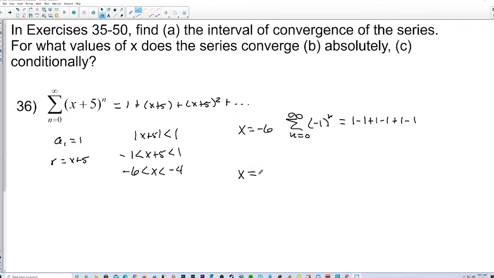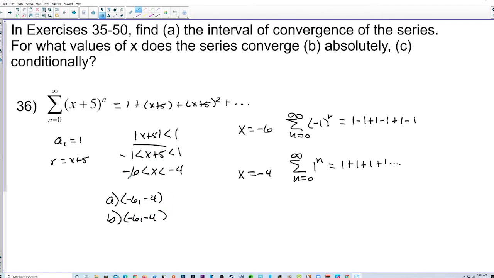For x equals negative 4, we get the sum from n equals 0 to infinity of 1 to the n. And that's just 1 plus 1 plus 1 plus 1, keep on going. So that also diverges. That's headed to infinity. So A, the interval of convergence is negative 6 to negative 4. B, absolute convergence is negative 6 to negative 4 because we took the absolute value. It's part of the geometric series test. And letter C, conditional convergence, none.